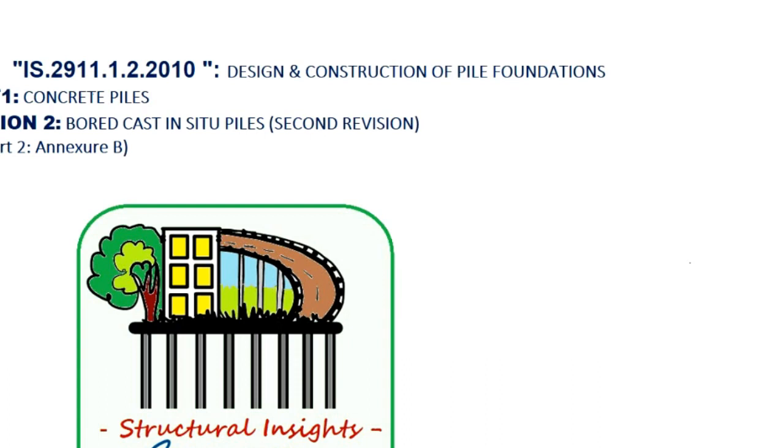Today we will continue IS 2911 Part 1 Section 2 2010 for its Annexure B. In Annexure B, we will see the vertical load carrying capacity of the pile in a given soil profile. This code is for the design and construction of pile foundations. So let's continue.